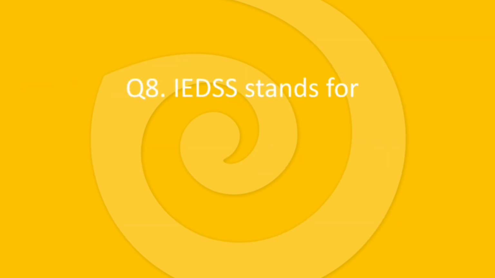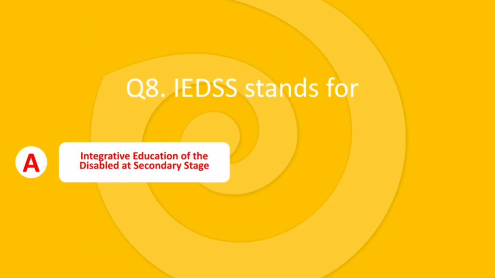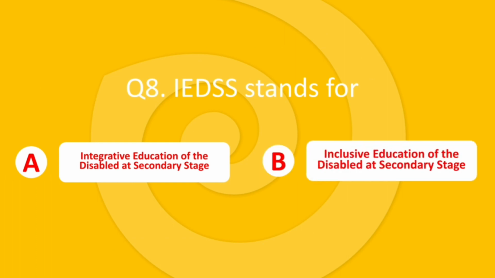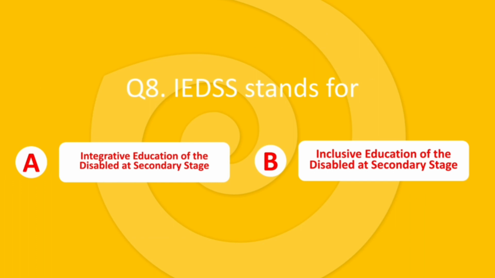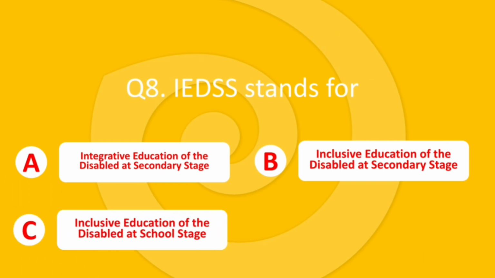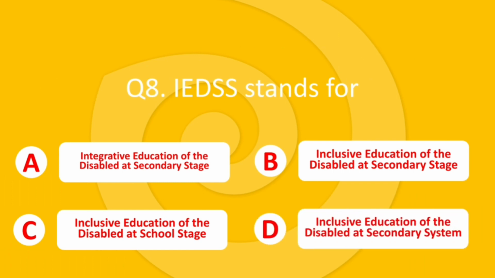Question number 8. IEDSS stands for option A, Integrative Education of the Disabled at Secondary Stage. Option B, Inclusive Education of the Disabled at Secondary Stage. Option C, Inclusive Education of the Disabled at the School Stage. Or option D, Inclusive Education of the Disabled at Secondary System. So, the right answer is option B, Inclusive Education of the Disabled at Secondary Stage.